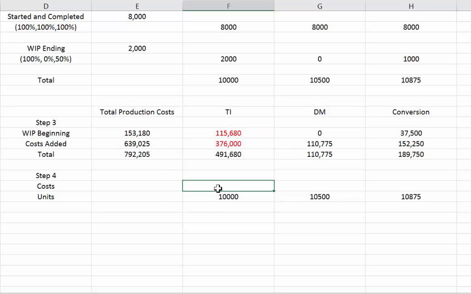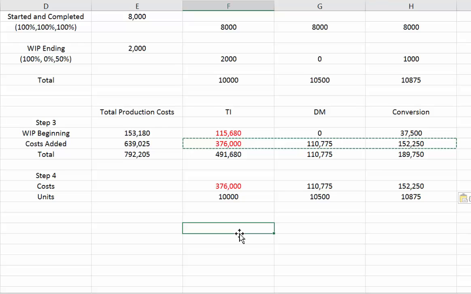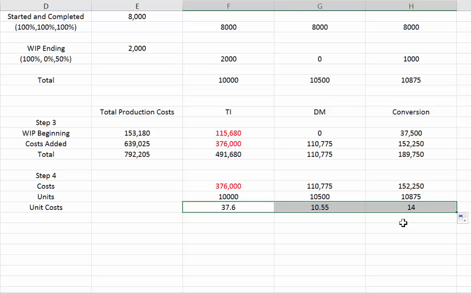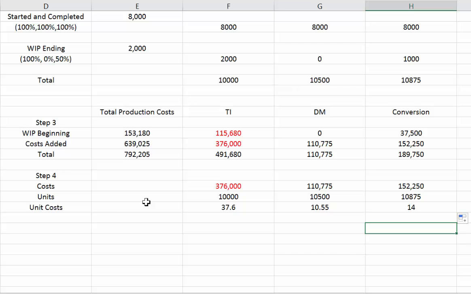Now for the cost, I'm going to only copy and paste these three values, because only they will affect my calculations and help me find my unit costs. What I need to do is just divide the cost considered by the corresponding number of equivalent units. It should be a pretty straightforward calculation. Then you should get all these numbers ready. So now we have the unit cost.